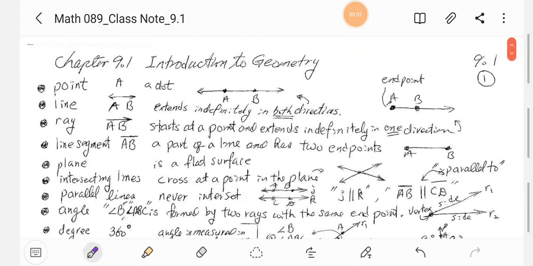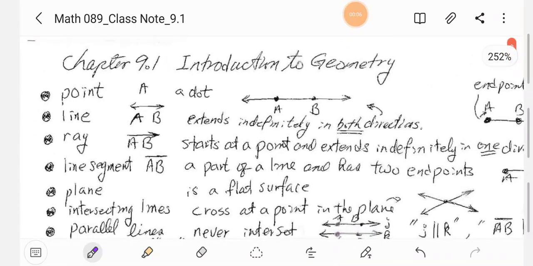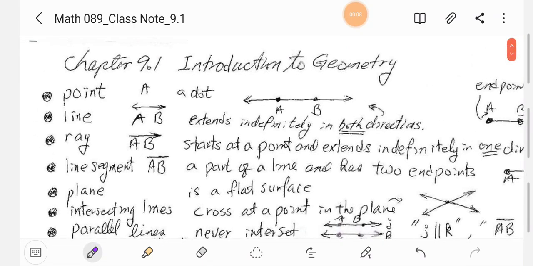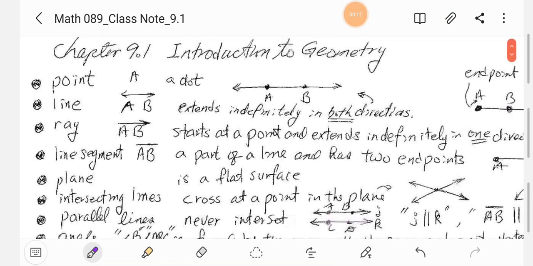Chapter 9.1 Introduction to Geometry. In this case, we will learn some geometric terms. First of all, point. What is a point? A point is one of the three basic concepts of geometry. And the three basic concepts are point, line, and plane, right?